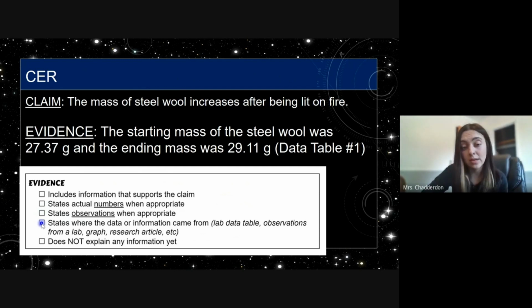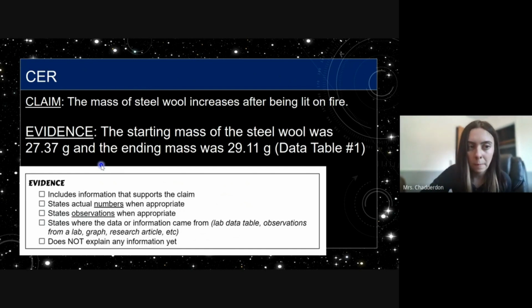States where the data or information came from. I did that here in parentheses, that it's from data table number 1. And does not explain any information yet. Yeah, I just was super straight and to the point. Here's my data. This is where it comes from. And that's your evidence. So those first 2, super simple.